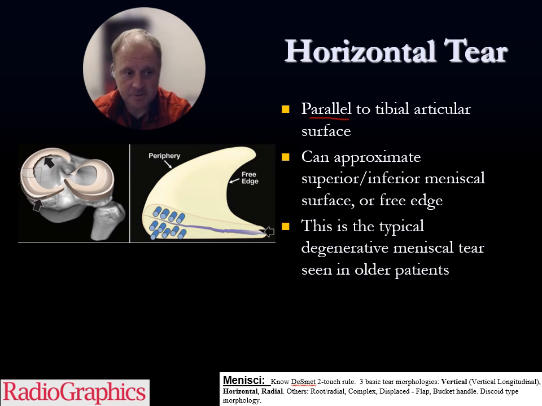So here's an example of what that would look like. This is a posterior horn, anterior horn, body of the medial meniscus. And this is just a drawing of what it might be, where you have this horizontal tear, which cuts the meniscus into superior and inferior portions, or it can go along to near the free edge here. And this is how it would look if you were looking at a schematic image.